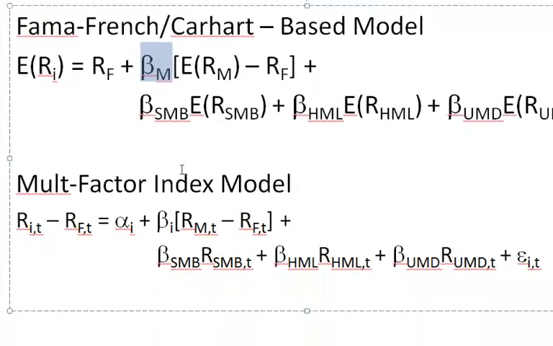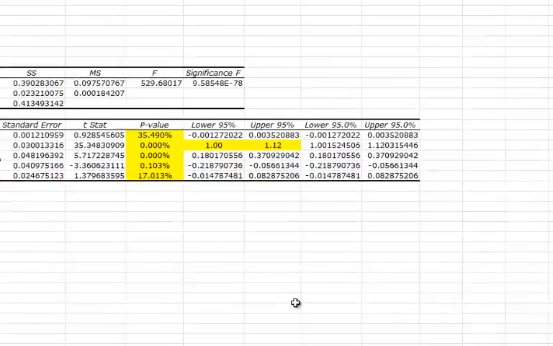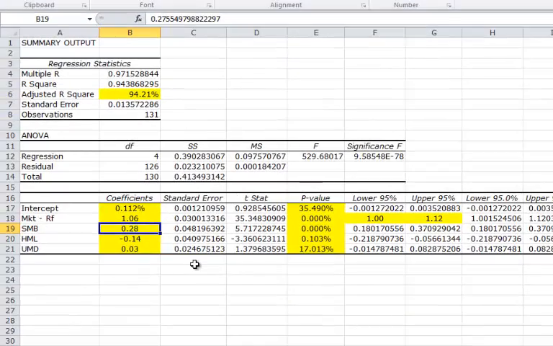So this beta right here, beta SMB, is positive 0.28, and it also has a 0 p-value. Again, how to interpret that? If the population SMB beta were 0, then the probability of pulling a sample, running a regression, and getting that big of an SMB beta is 0%.